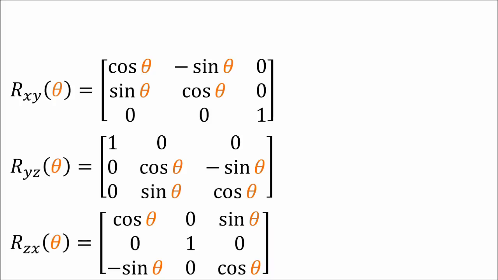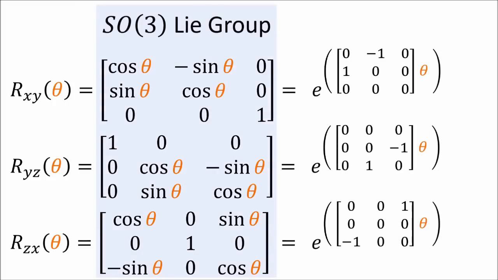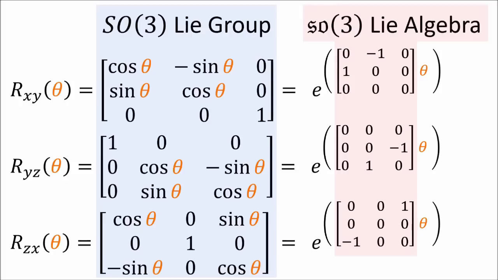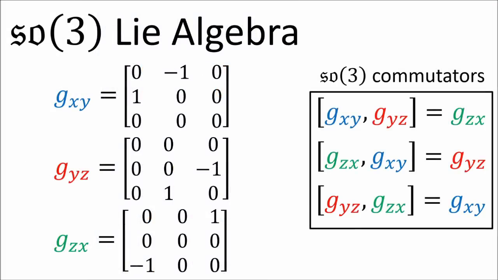The standard 3x3 rotation matrices that rotate 3D vectors are the SO3 matrices. These can be generated by generator matrices in the SO3 Lie algebra if we exponentiate them multiplied by an angle. The SO3 generators follow these commutation relations.